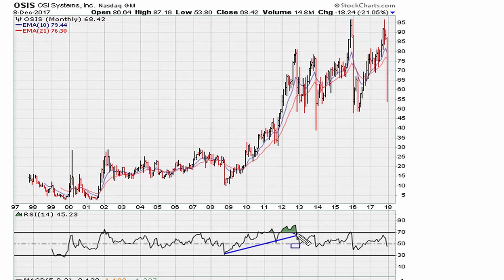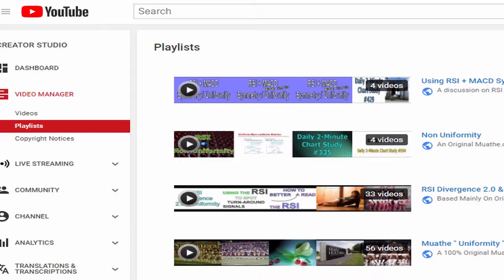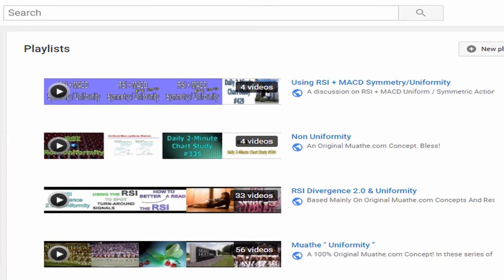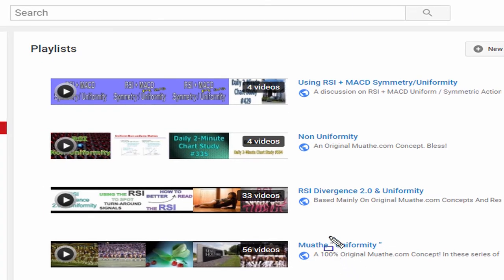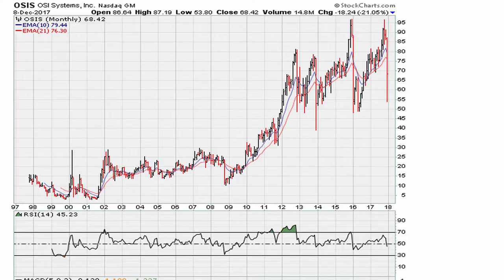Ever since we had this trend line break in late 2012, the stock had come off the highs. And so we can use our uniformity principle, which I explain in detail. I'm going to include the links to this method, which is my own method, which I call the uniformity principle. These are also good playlists to take a look at if you have an interest in understanding this in more detail.